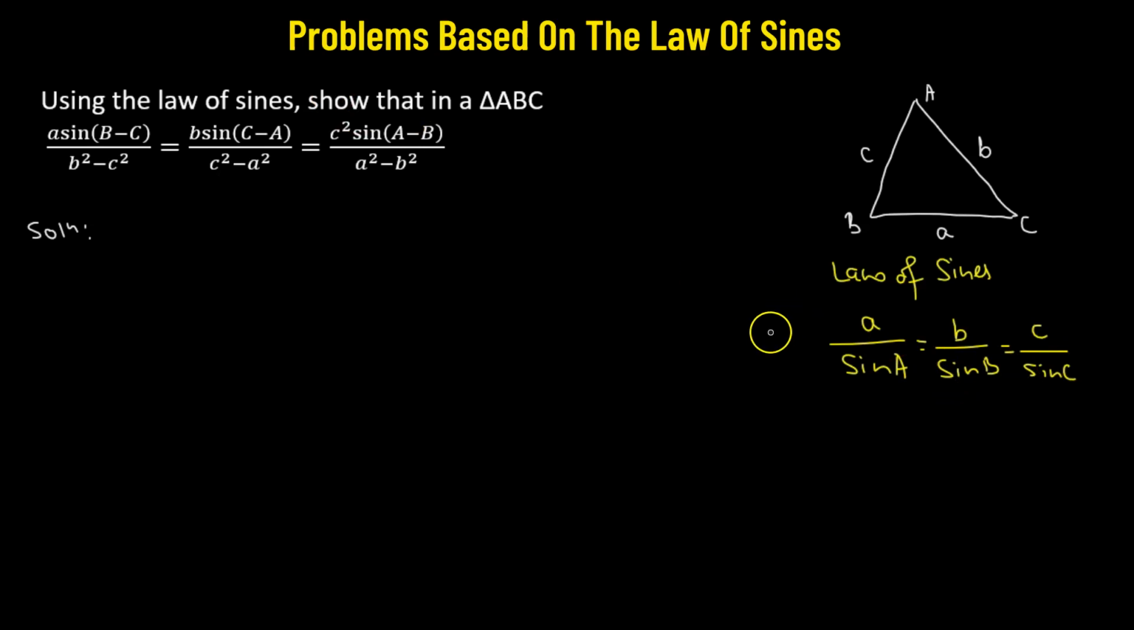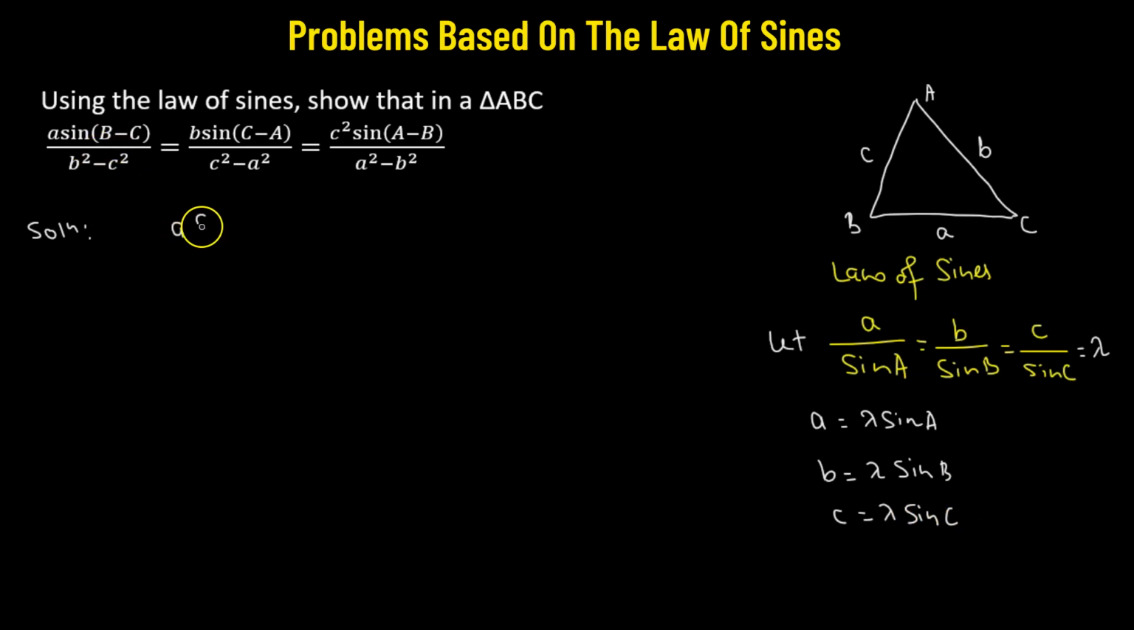Now, in this law of sines, we'll consider all these three ratios equal to some constant lambda. In doing so, we can represent a as lambda times sine A, then b will be lambda times sine B, and c will be equal to lambda times sine C. So let's start with one of the ratios.